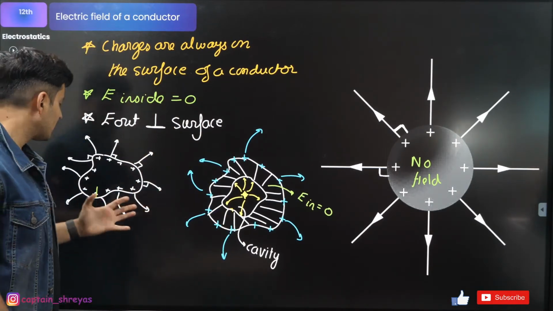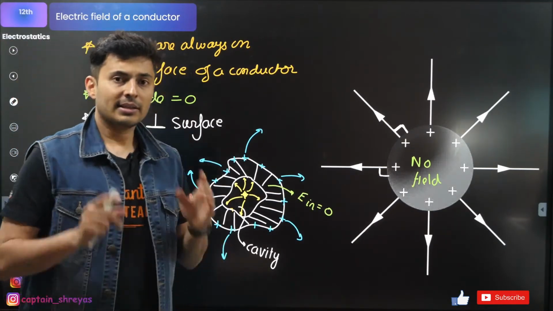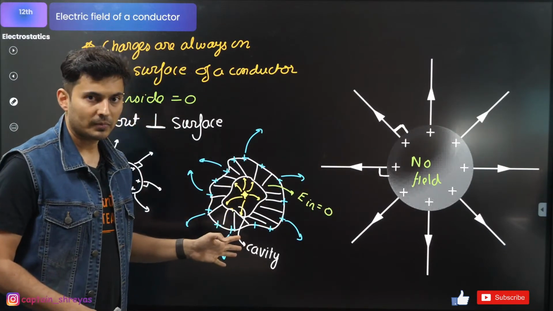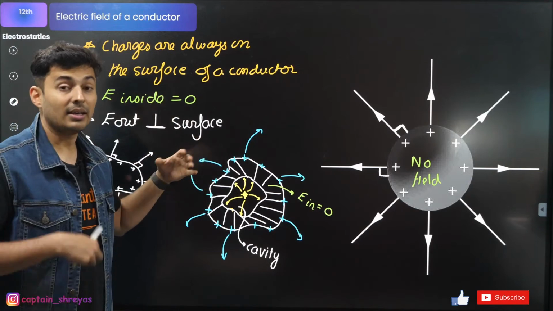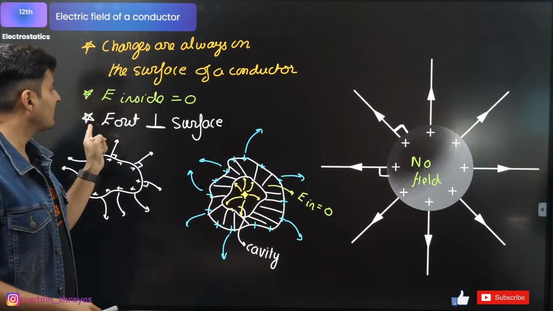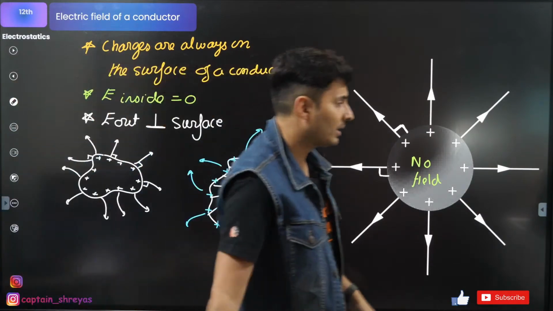Everyone clear about this? Everyone clear about these concepts? So let's quickly revise. The field inside a conductor in the solid chunk is always going to be zero. Field will always remain outside if it is charged, and the charges also are always on the surface. Field is always going to be perpendicular to the surface of a conductor. All these are properties of a conductor. Keep this in mind.